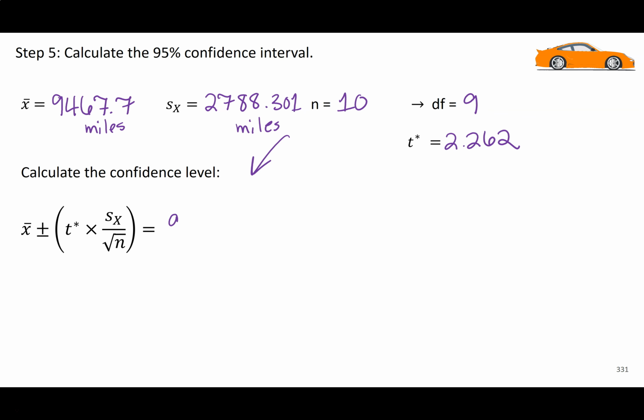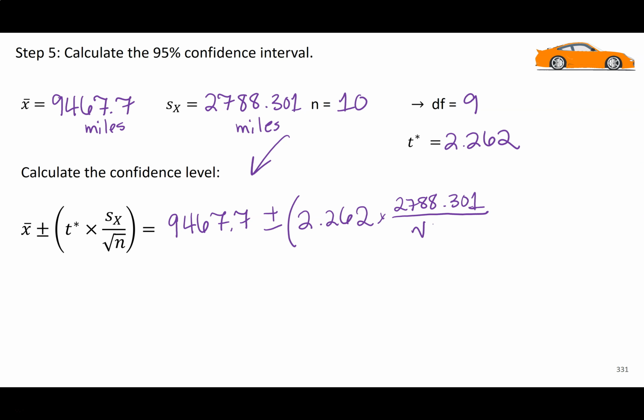So my point estimate, my sample mean, plus or minus, I'm going to use T-star now, 2.262 times 2788.301 divided by the square root of 10, which is my sample size.